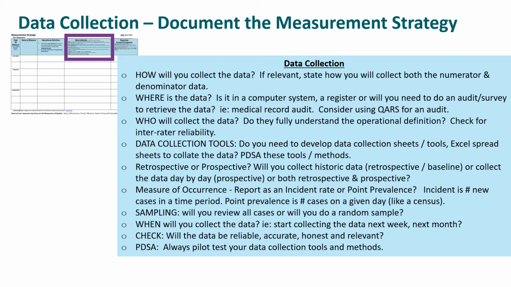So will you do retrospective or prospective data collection? So in other words, will you collect your historic data, so retrospective or baseline data, or are you going to collect the data day by day, which is prospective data collection? Measure of occurrence. You're going to report it as an incident rate or a point prevalence rate where relevant. So an incident rate, remember, is the number of new cases in a time period, whereas point prevalence is the number of cases on a given day. It's a bit like a census.